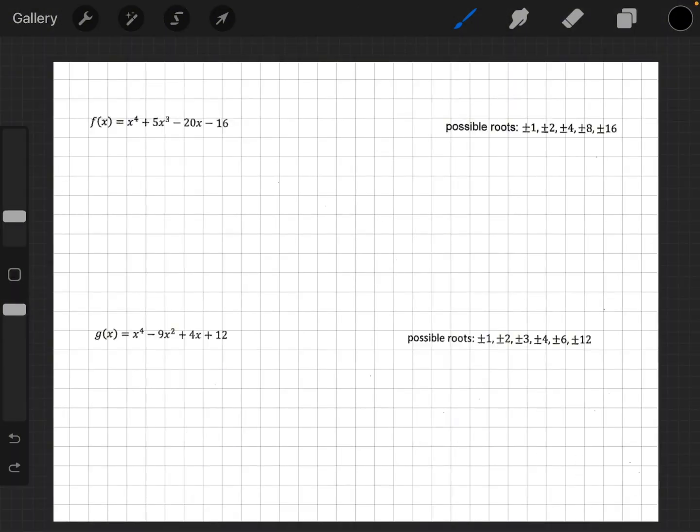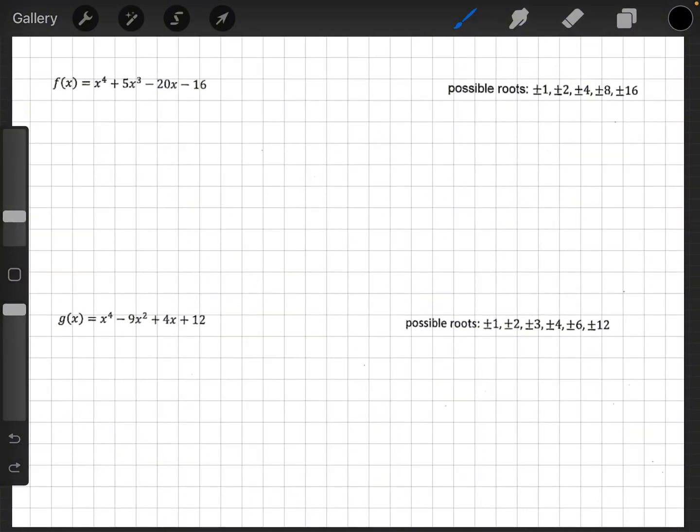Now we're going to factor each polynomial by checking the given possible roots, so given to us here. We'll talk more about possible roots in the next video. But first, we'll just go through the roots they've given us.